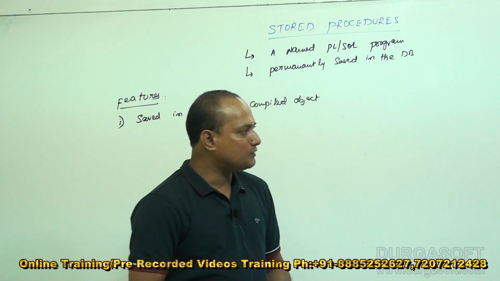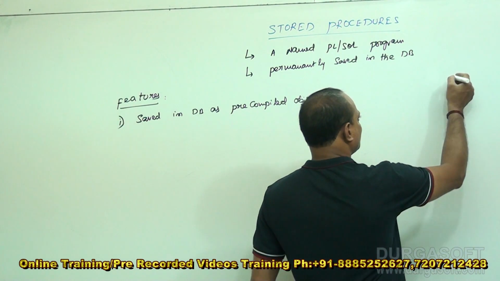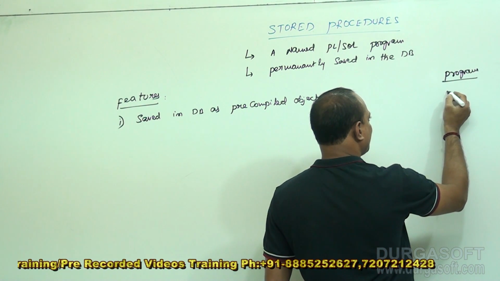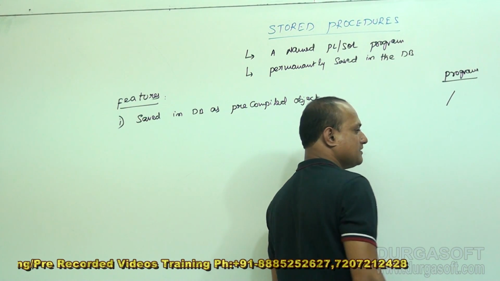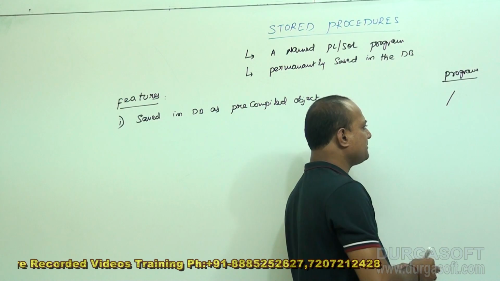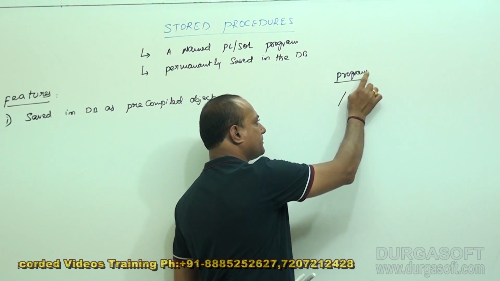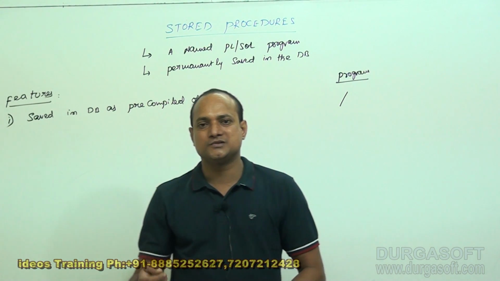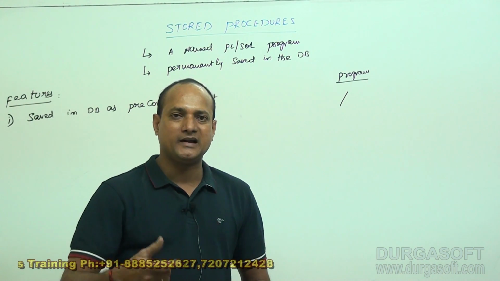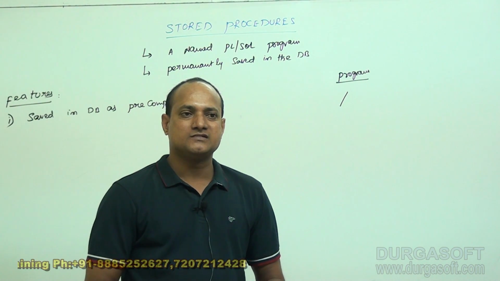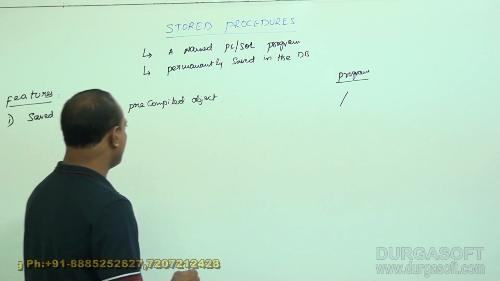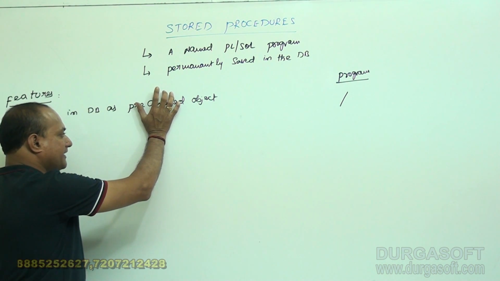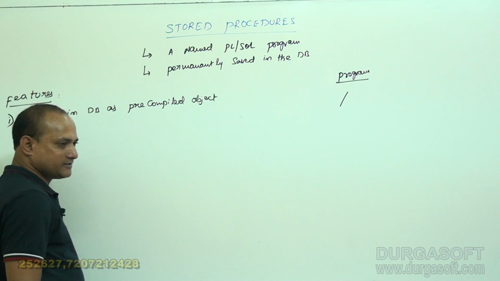How can I execute a program? You are writing a program. Here, the program is compiled and executed by using slash. Each time you use slash, the program is compiled and then executed. Remember this point. But a procedure is a one-time compilation object. Before the procedure is created in the database, it is compiled.